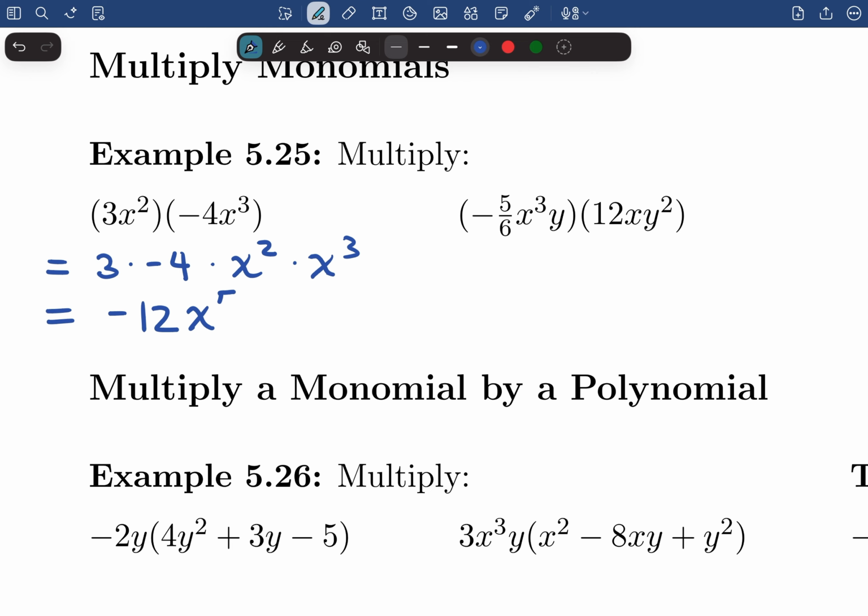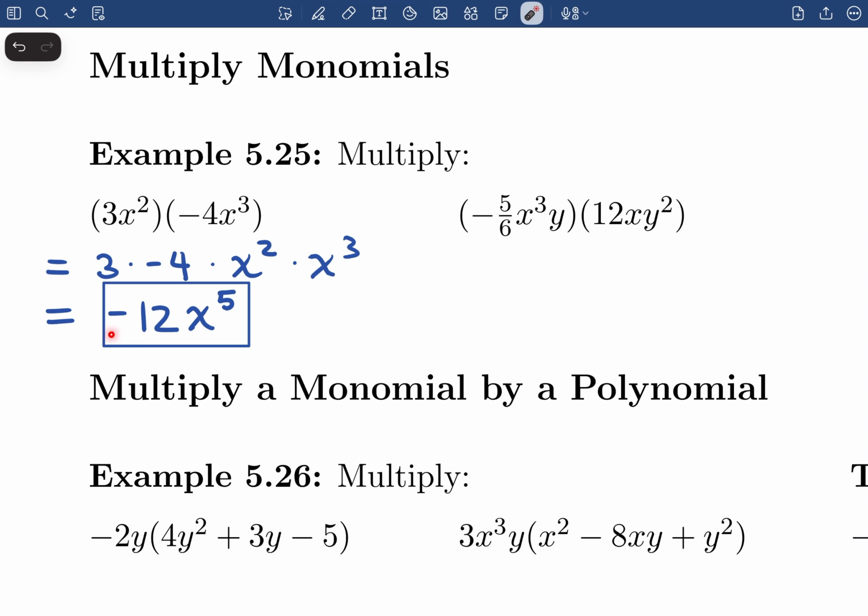If you need a little extra practice with your exponent rules, please go back to lesson 5.2, the previous lesson before this one. So we have just multiplied two monomials together and simplified this to get negative 12 times x to the fifth. Let's look at another. The goal is to practice this.